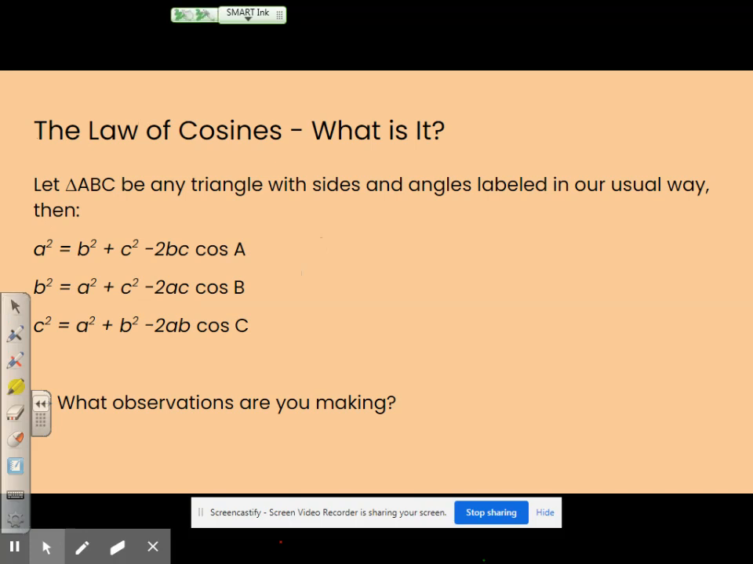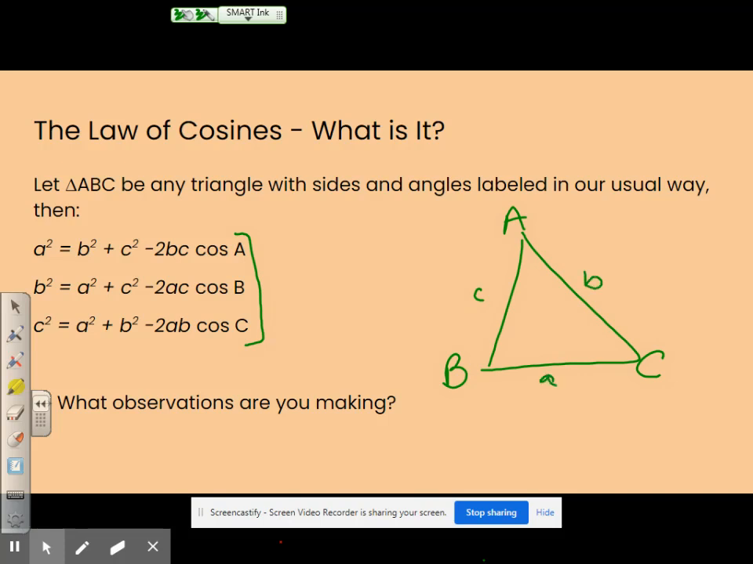All right, law of cosines. What are they? If we have any triangle labeled how we've been labeling them, with capital A, B, and C as our angles, and across from them little c, little b, and little a, then the law of cosines are these three variations. But I'll tell you that they're all saying the same thing, just with specifying different sides.